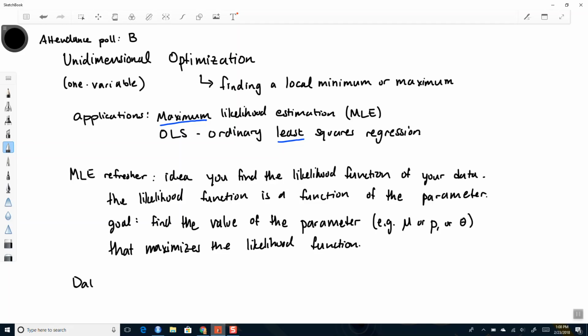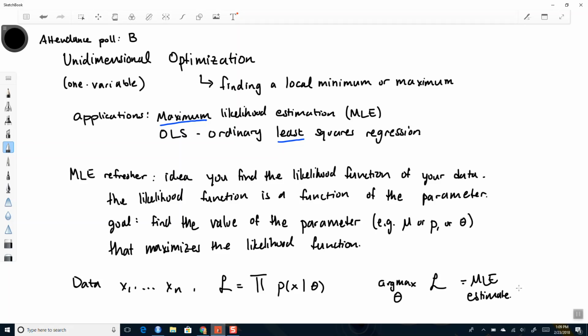So if your data is something like x1 through x sub n, then the likelihood function is going to be the product of each probability of x given some value theta, right? And then we want to find the argmax over theta of our likelihood function. Okay, and this is going to be your MLE estimate. I just did this very quickly because I'm assuming you got the thorough treatment in 100B.